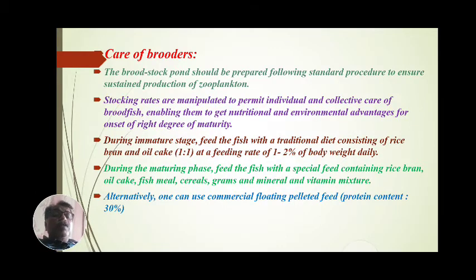Alternatively, one can use commercial floating pelleted feed, and that commercial floating pelleted feed should contain protein content of about 30%. When such commercial floating pelleted feed containing 30% protein is provided, fish can mature early, and fish can attain maturity within a short time, within a short period.